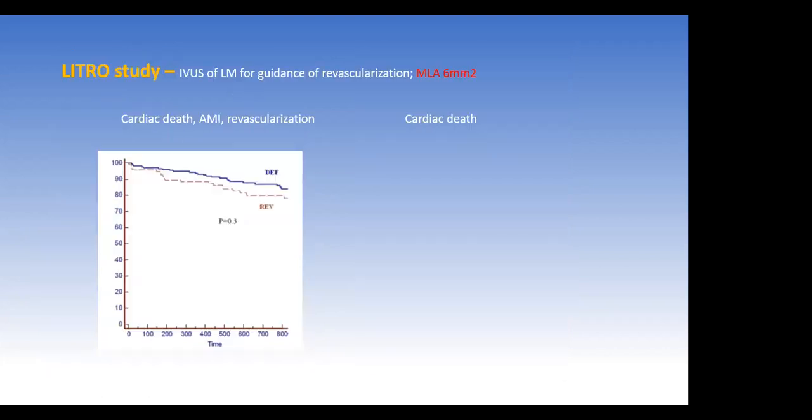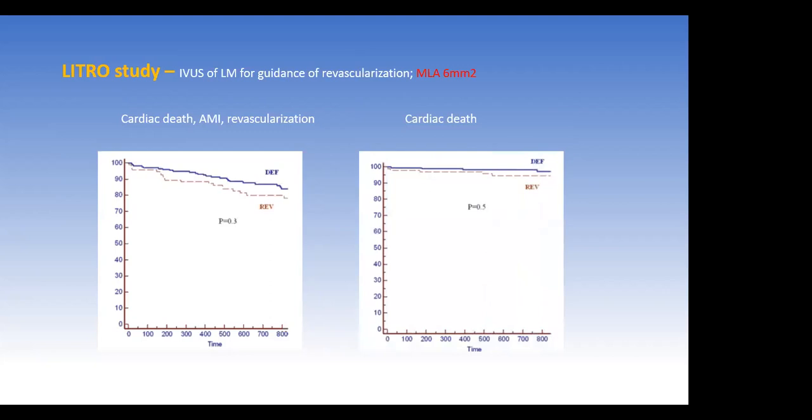So let's look at the IVUS and the left main as the first part. A literature study demonstrated that if we're using the IVUS and using the cutoff point of MLA, minimum lumen area, of 6 millimeters square as measured, i.e. the lumen of the left main, and we randomize and treat patients with MLA less than 6 millimeters with revascularization, and those more than 6 with medical therapy or deferred treatment, their outcome up to 800 days, as in a literature trial, was the same. If you look at it, the cardiac death was the same.